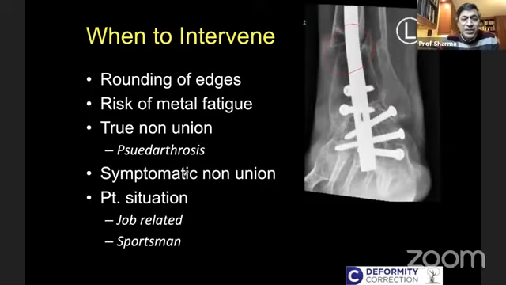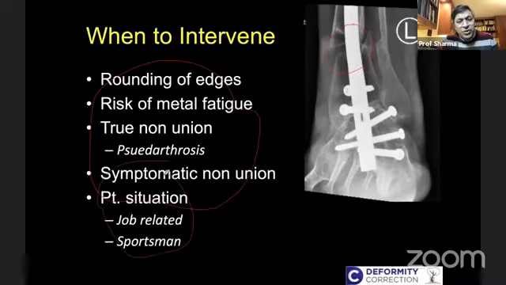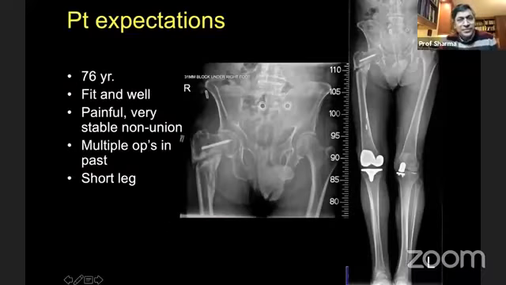And sometimes you want to go in early when the patient can't earn and can't feed his family, or is an elite sportsman who has to go back to what he does. So these are the situations which you will consider all in it and decide whether you want to intervene or not. Some are local factors, some are patient factors, which will help you decide. But there is no black and white here.